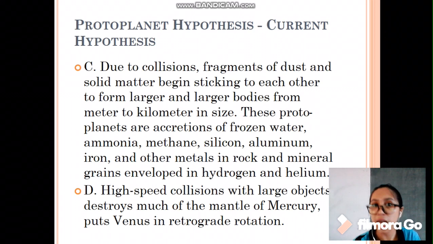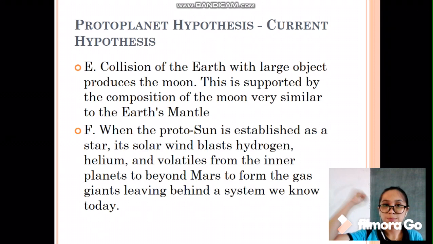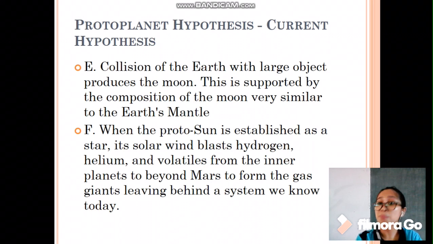Okay? Then high-speed collisions with large bodies destroy much of the mantle of Mercury, and put Venus in retrograde motion. That's why Venus is not prograde, but it is retrograde, a different direction in its rotation. So collisions of the Earth with a large object produce the Moon. This is supported by the composition of the Moon, very similar to the Earth's mantle. Okay, the composition of the Earth's Moon is the same as the composition of the Earth's mantle.